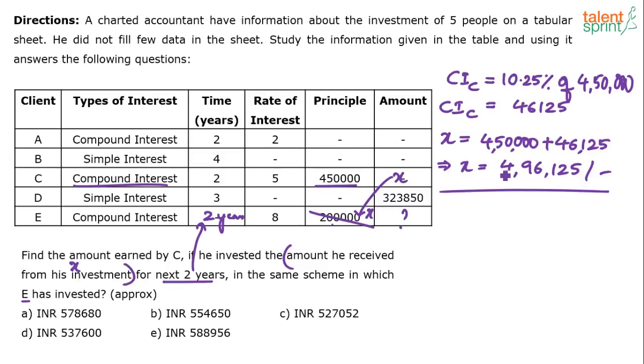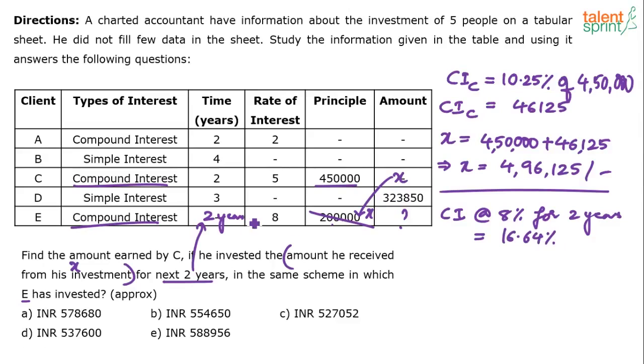So if 4,96,125 is invested in a compound interest scheme where you are getting 8% per annum for 2 years, first of all, how much will the CI at 8% for 2 years be? What is the CI calculation? A plus B plus AB by 100, right? Effective percentage. So 8 plus 8 plus 8 into 8 by 100. So 8 plus 8, 16. 8 into 8 by 100 is 0.64, 16.64%.